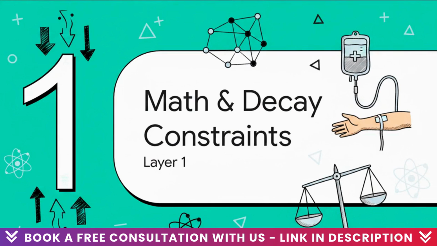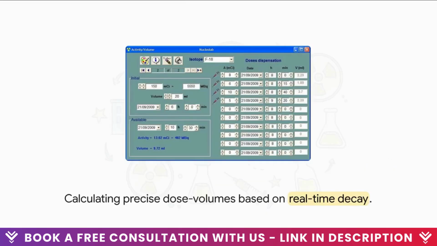All right, so Layer 1, Math and Decay Constraints. Let's get into it. And this brilliantly illustrates the core problem of this first layer. You have to perfectly match that vanishing inventory with the exact doses a patient actually needs. Because the radioactive concentration is constantly dropping, the physical volume of the liquid you need to inject has to increase over time to get the exact same dose.